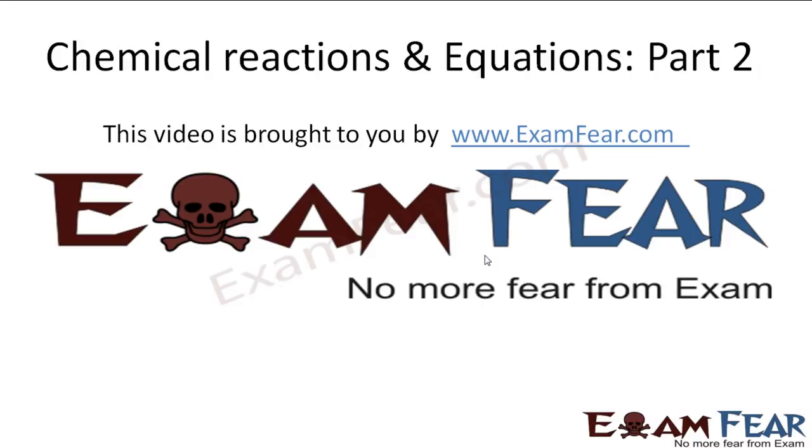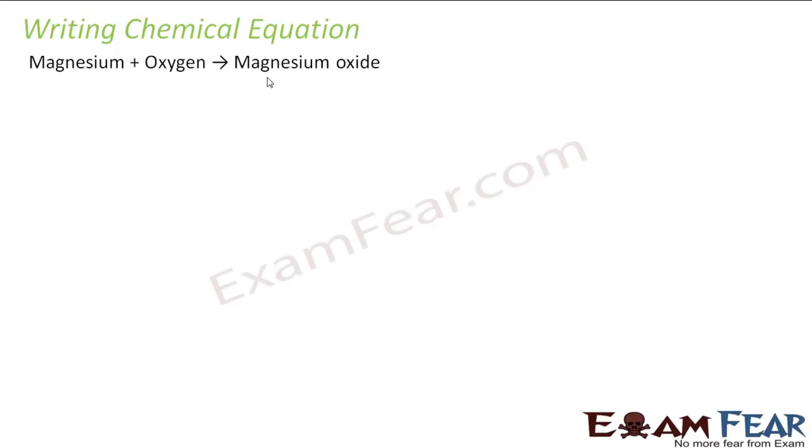Before watching this video, please make sure that you have watched part 1. So, why do we need chemical equation? Till now we have learned chemical reactions, right? We know what is a chemical reaction, where some chemical change happens and we have reactants and products. Now we are learning chemical equation. Why do we need chemical equation?